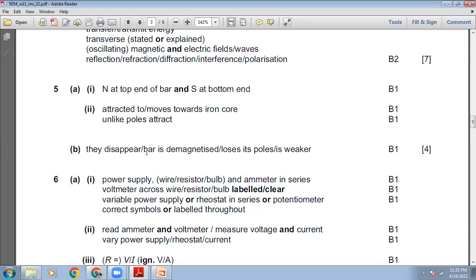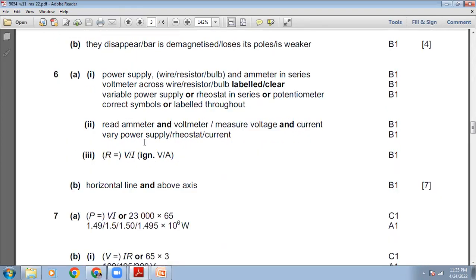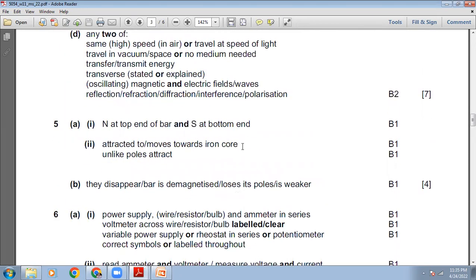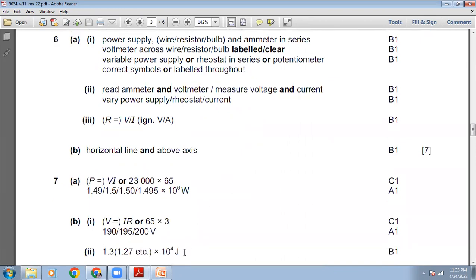He said they disappear, the bar is demagnetized, loses power, is weaker. Okay, so our answers are right. So you can see the question number 5 coming up on the screen. Okay, the answers of the question number 5.